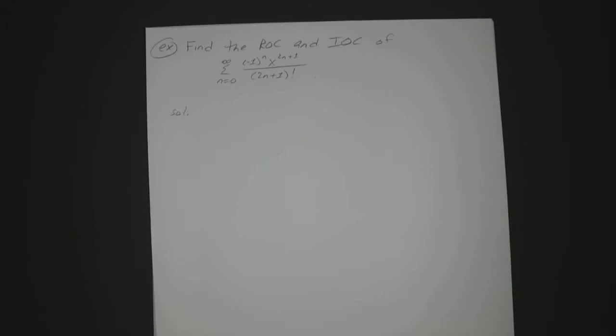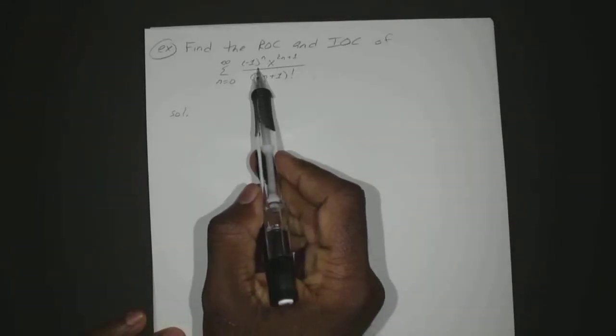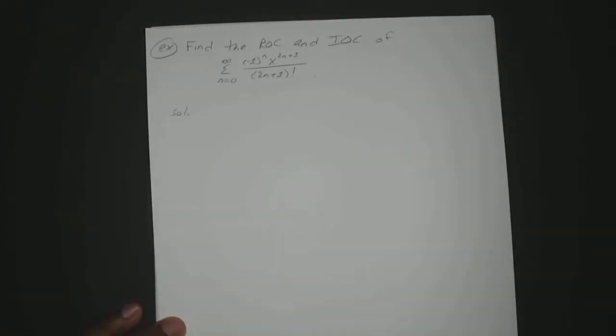Now for this one, since you're using the absolute value, you can leave the -1 to the nth power out of it because it's always going to be positive.